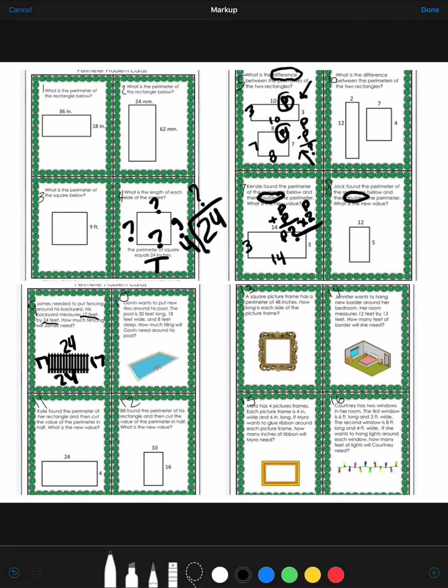Number 10, same thing. The only difference is it gives us some extra information. We don't need to know that this pool is 8 feet deep. All we need for perimeter is length plus width. So same thing, 30 feet long and 18 feet wide. And I would find the perimeter.